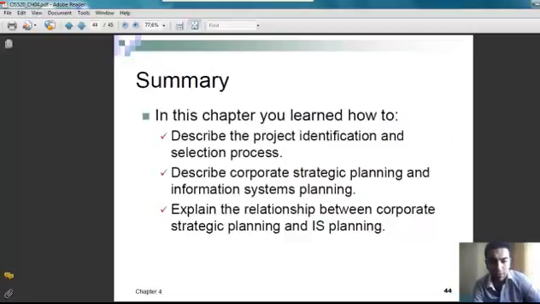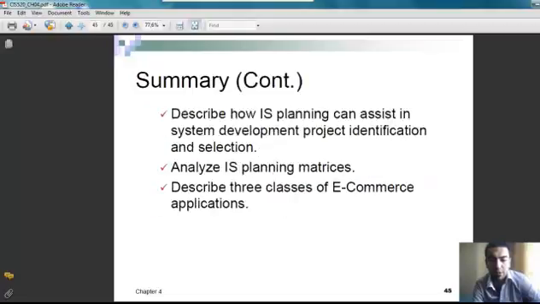Summary of this chapter. In this chapter, you learned how to describe the project identification and selection process, describe corporate strategic planning and information system planning, explain the relationship between corporate strategic planning and IS planning, describe how IS planning can assist in system development project identification and selection, analyze IS planning matrices, and describe three classes of e-commerce applications.